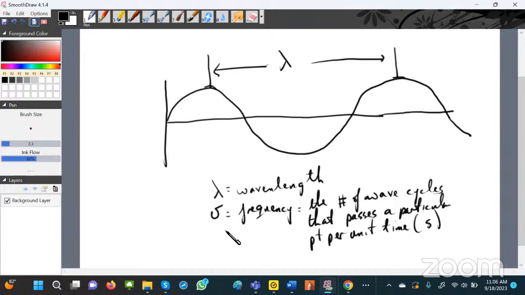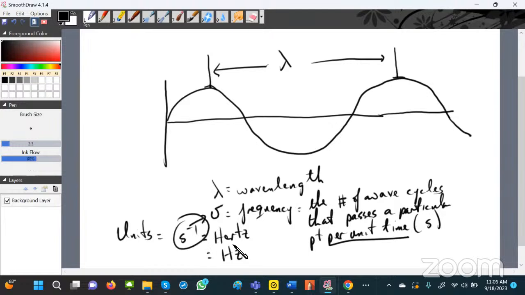All right. Now, as a result of that, the actual units of frequency will be expressed as seconds to the -1. Because remember, it's a number of wave cycles per second, right? So that's why it's seconds to the -1. And there's a special name given to this unit. It's called the Hertz unit. And the symbol for Hertz is Hz, right? So seconds to the -1 is the same thing as the Hertz unit, all right? So those are a couple of things that you need to be aware of when it comes to waveforms.